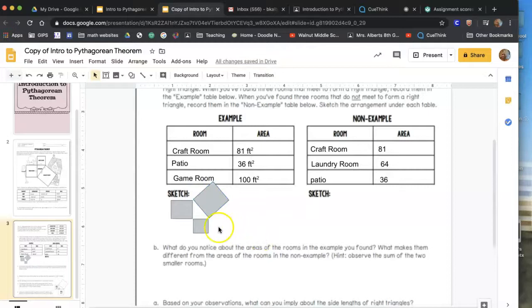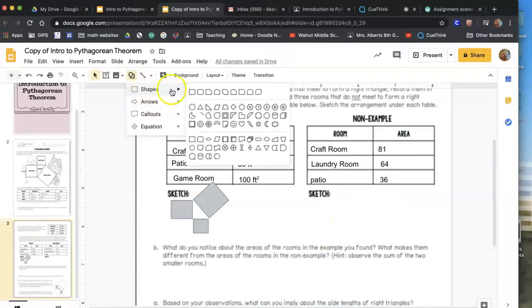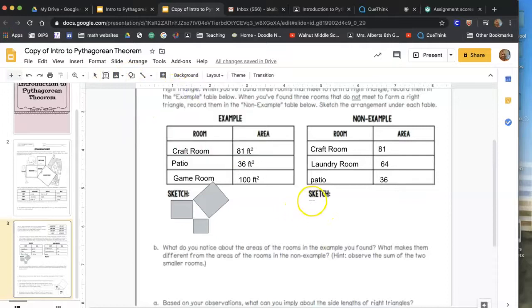So here we have a perfect right triangle. Now when we do the sketch for the other one, again, you're going to go find your shape and make one that just doesn't match. So you could even copy and paste that one.